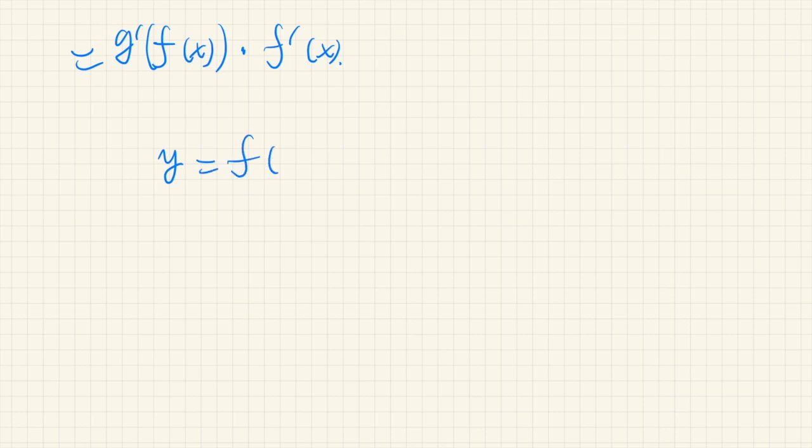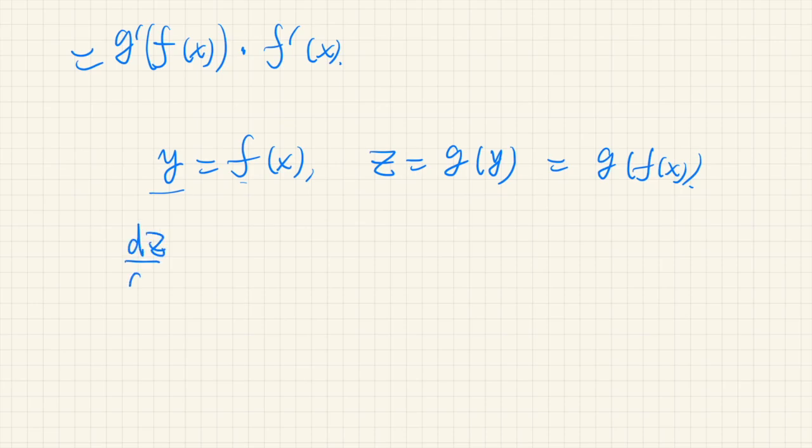y is equal to f of x, and z is equal to g of y. Of course, if we substitute this y equal to f of x, we get the same thing. So this g of y is g of f of x. Okay, then the chain rule can be expressed as follows. So dz over dx is equal to dz over dy times dy over dx.